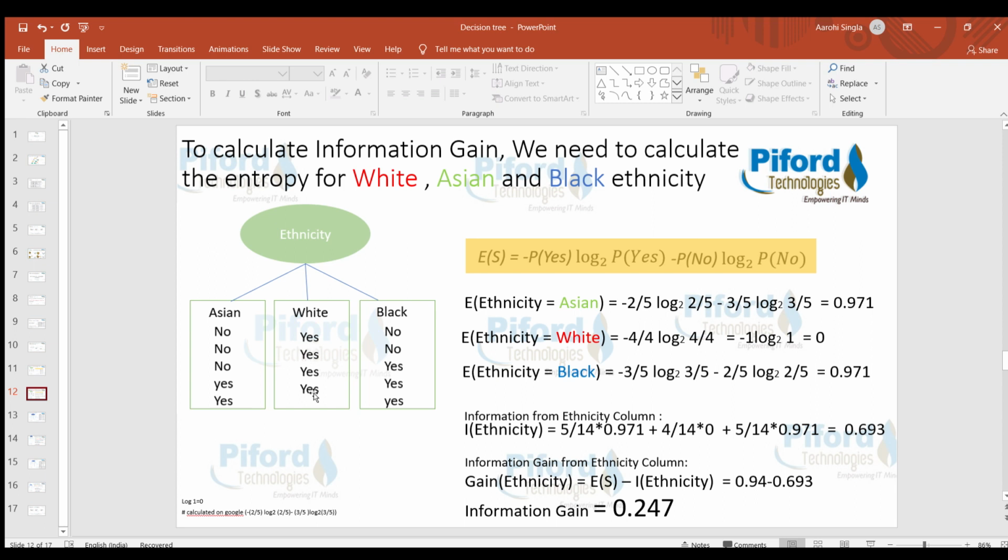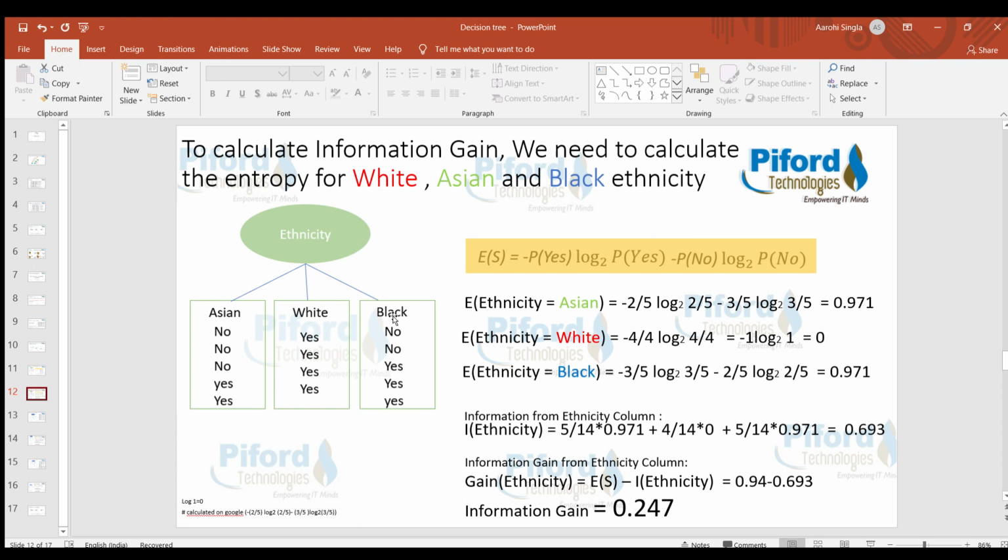In the same way, let's calculate entropy for black. So ethnicity is equal to black. How many yeses were there? 3 out of 5. So 3 by 5 log 2, 3 by 5. And then this is for no. How many no's were there? 2 no's out of a total of 5 records. 2 by 5 log 2, 2 by 5. So this is what we are getting. Now we have entropy for Asian, white and black, right?